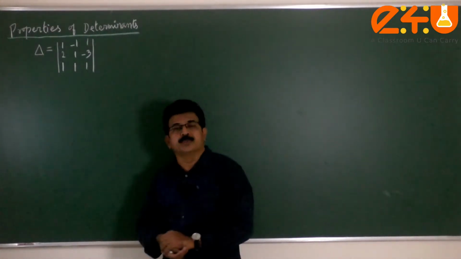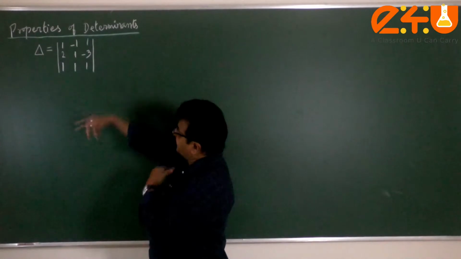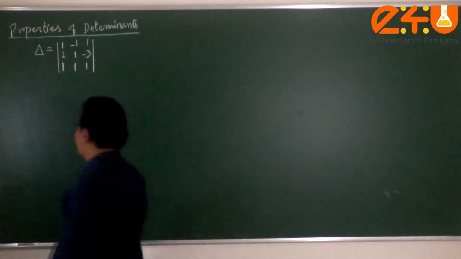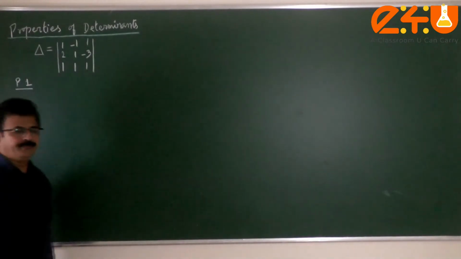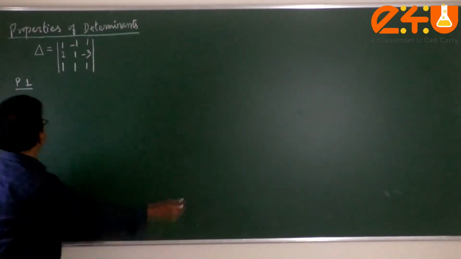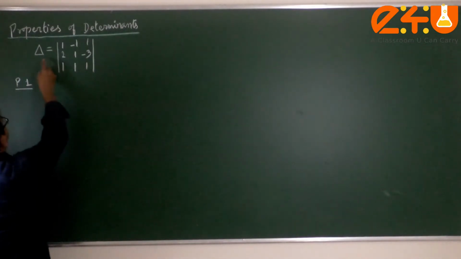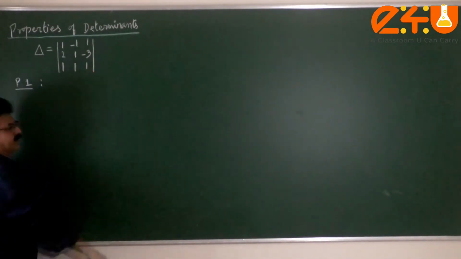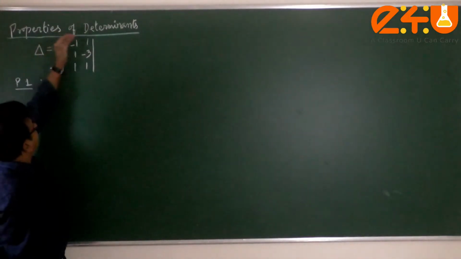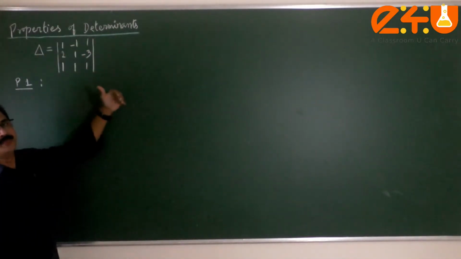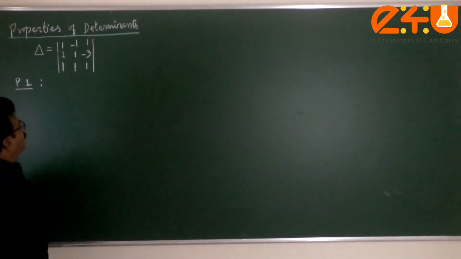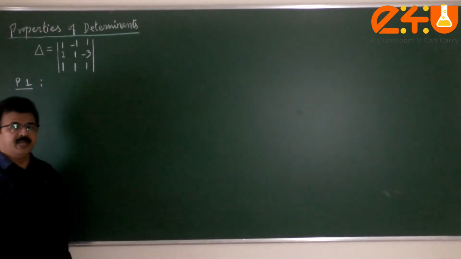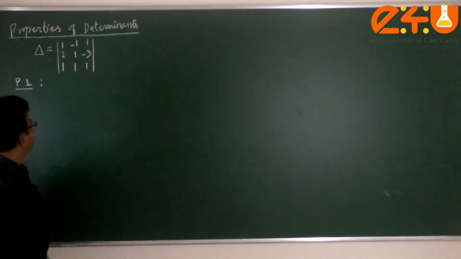Well, the very first property, I have taken a sample determinant delta and property number 1. Let us make it P1. The first property: even if you change the determinant, the conversion of rows into columns, columns into rows, what is that called? Everybody knows it is transpose. So not only matrix can be transposed, determinant also can be transposed.